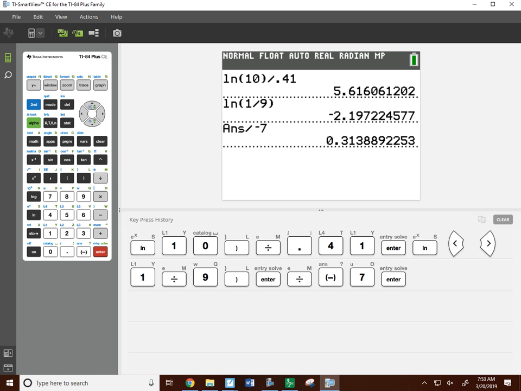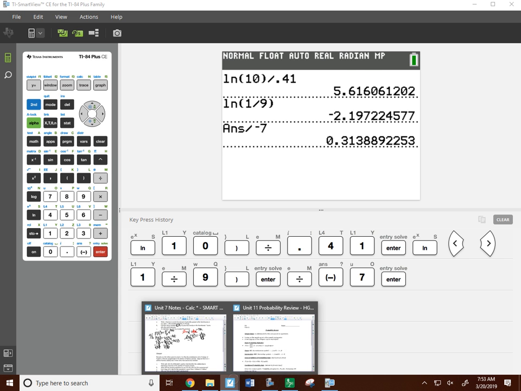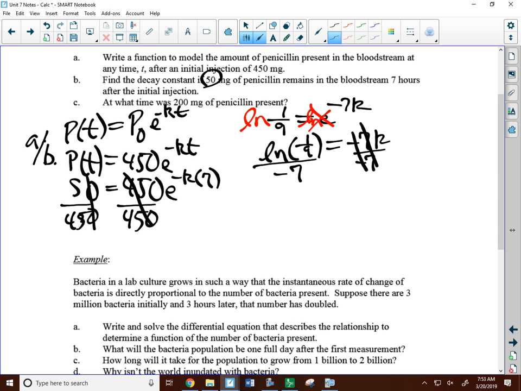Don't round too much here. At least use 3 decimal places. So 0.314. You could write that, but also just leave it in your calculator. We're going to use that in a minute. So in our formula then, you can see it's negative, but then k was positive. So it's negative 0.314 when we put it in the equation.